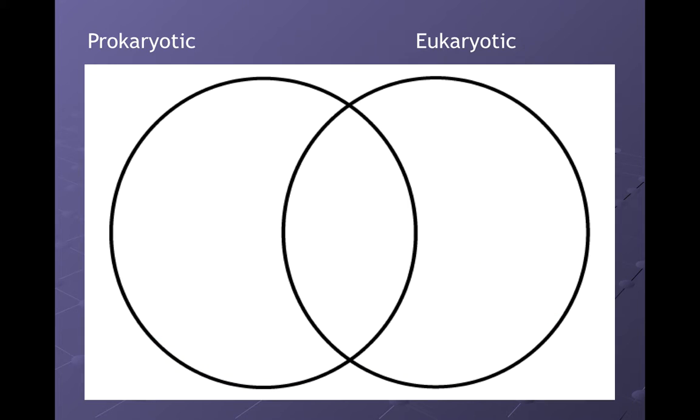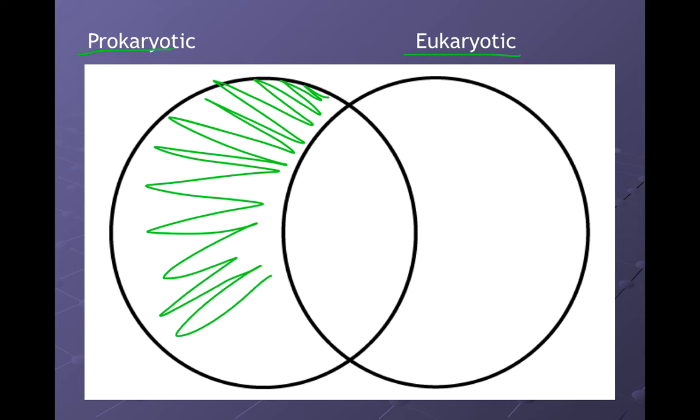I want you to make a really big Venn diagram in your notes at this point, and we're going to talk about some similarities and some differences. In the front, we have prokaryotic and eukaryotic. This section right in here would be how prokaryotics are unique, and then this section here would be what they share and have in common.